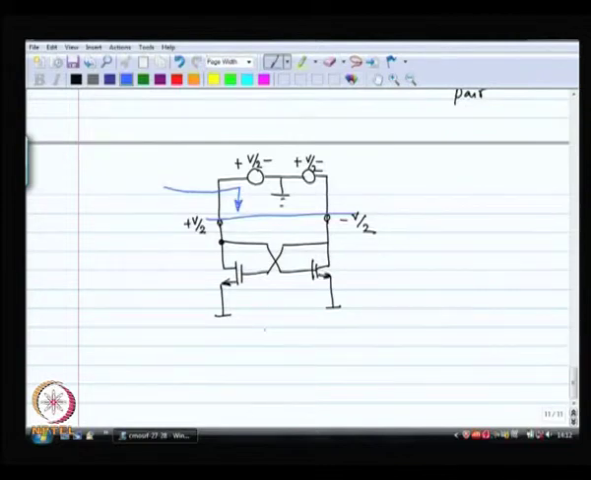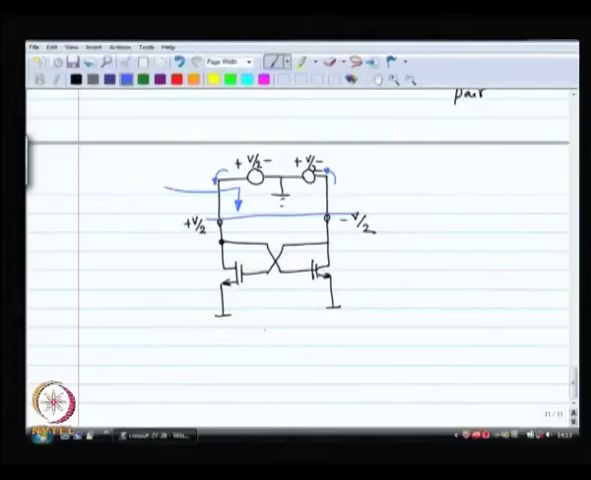Or in other words, what is the current that is produced by the plus V by 2 voltage source, and what is the current taken by the minus V by 2 voltage source? We have to find out these two currents, and that divided by V by 2 is going to give me the resistance. So, let us do this first.